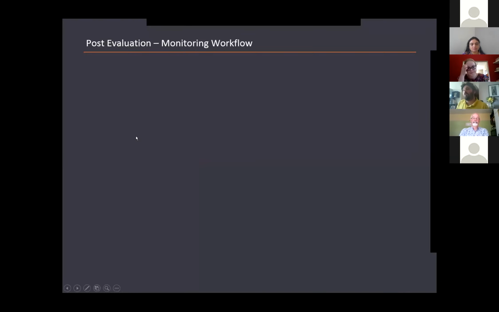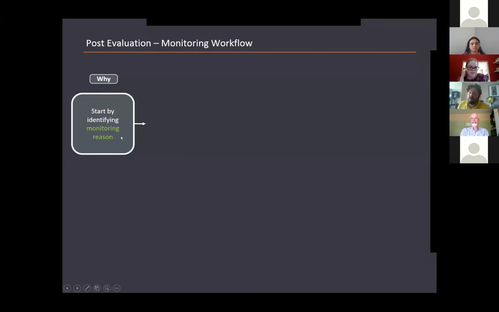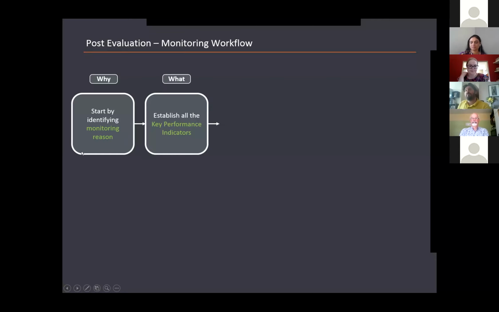So this is a workflow we use in the LCP project, and I use it for teaching purposes as well. So the first question is why, and it has to do with who is the stakeholder and what is the purpose of evaluating. And then that's a technical term. What do we monitor? So what is the quantity? What is the change we want to monitor, specific change? And we call them performance indicators.